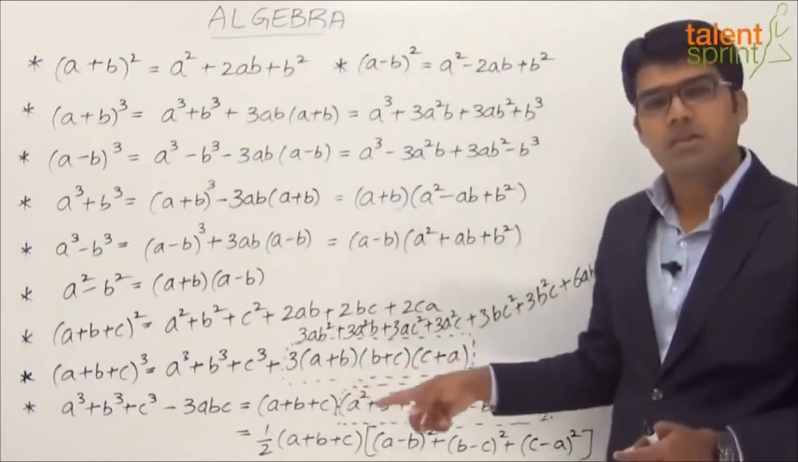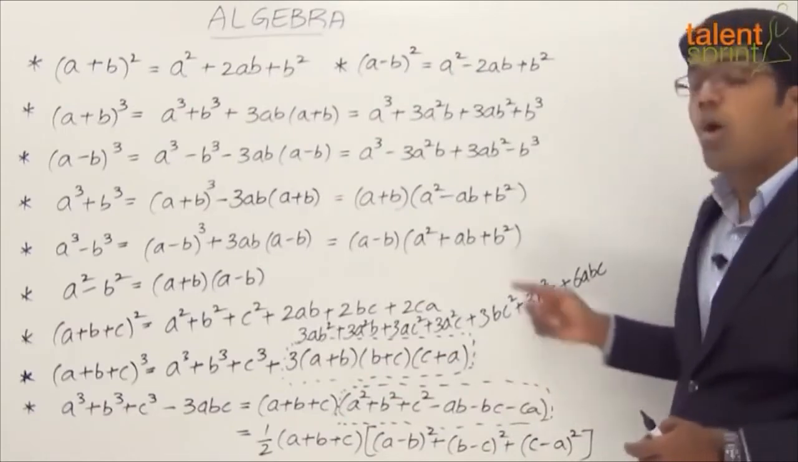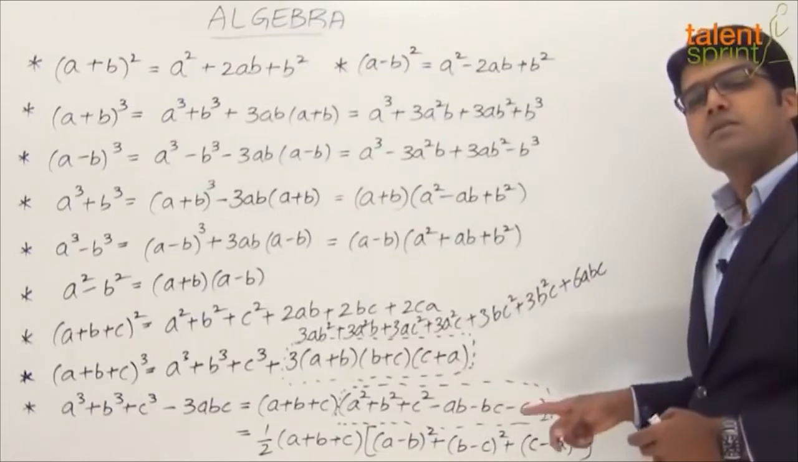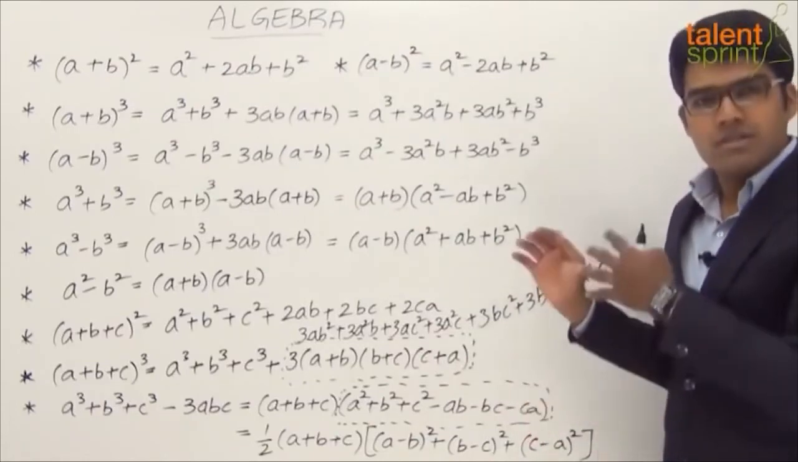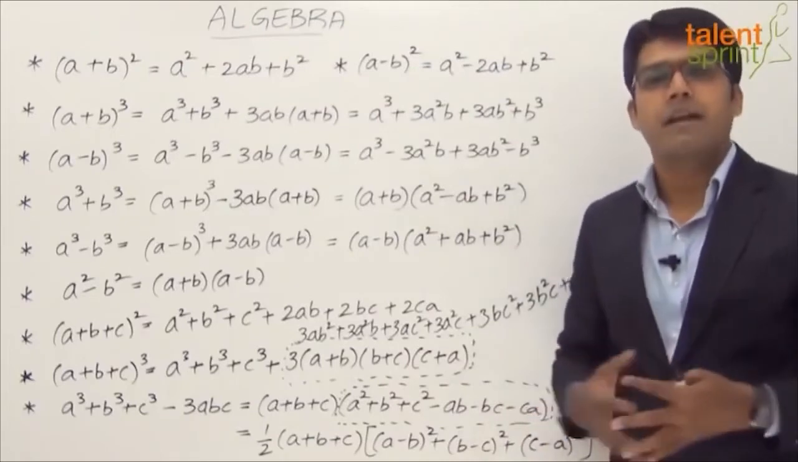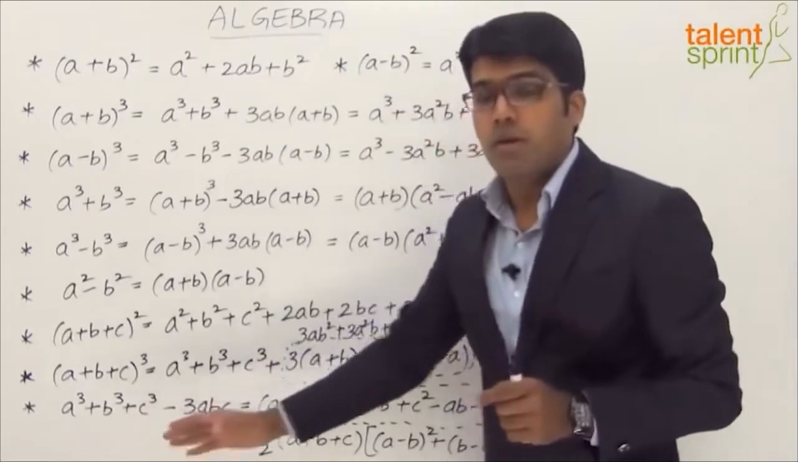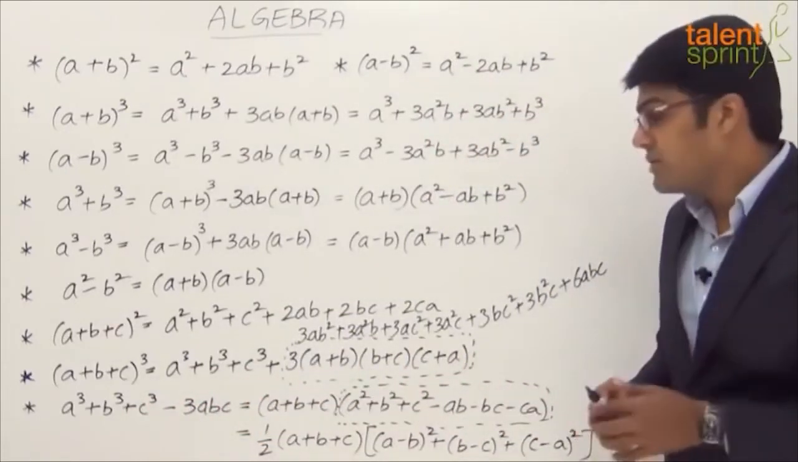So (a + b + c)(a² + b² + c² − ab − bc − ca), or half of (a + b + c) into (a − b)² + (b − c)² + (c − a)². So nothing to worry about, just copy and learn it by heart. And then from this I would also like to draw your attention to one very important point, right? While solving a few questions from algebra, you would find the application of this one.